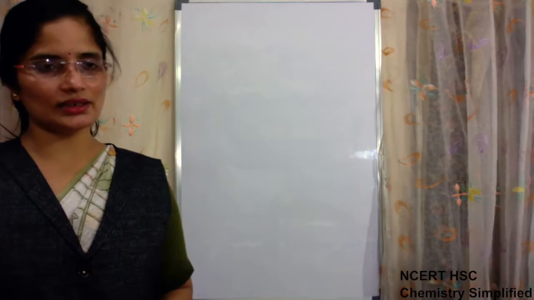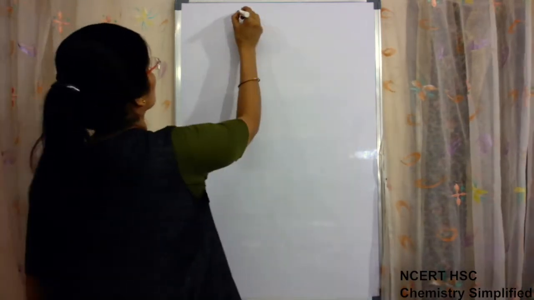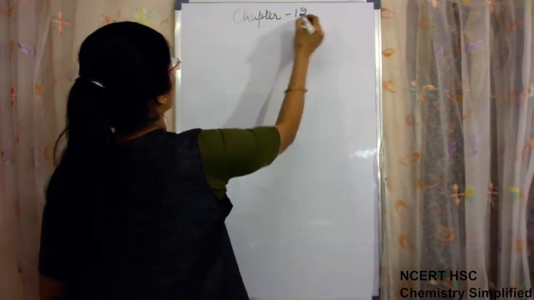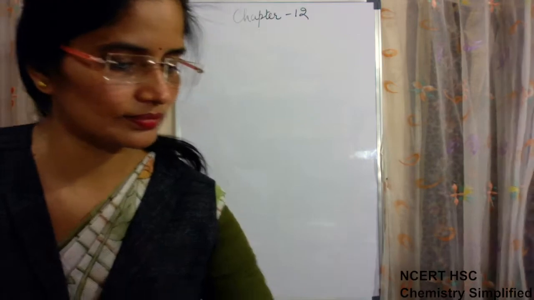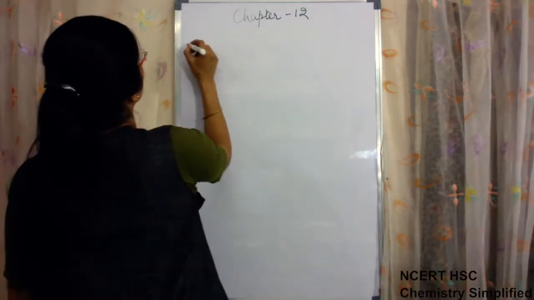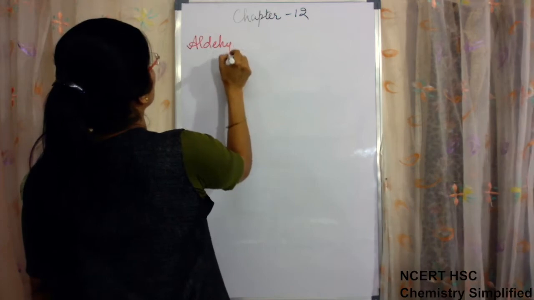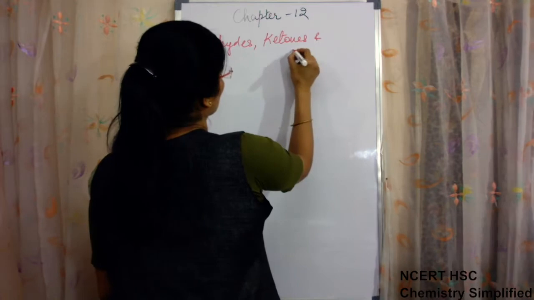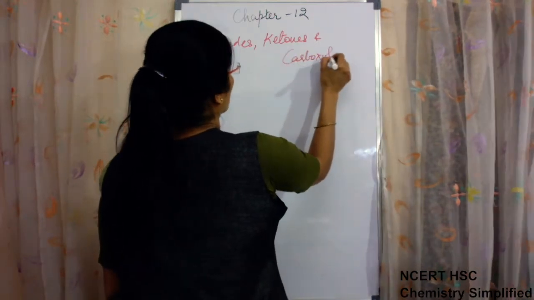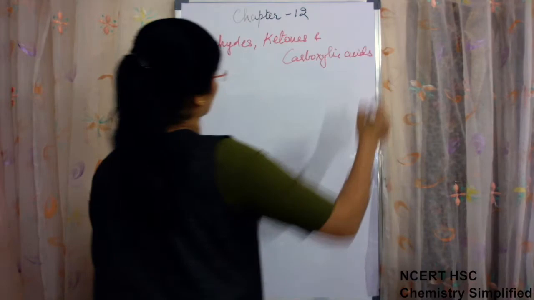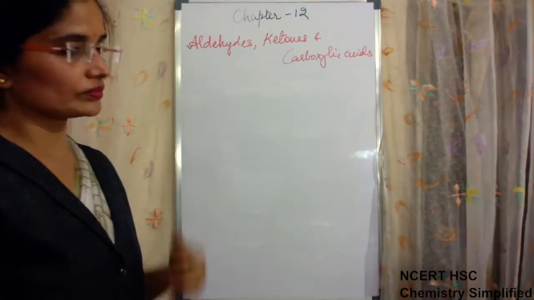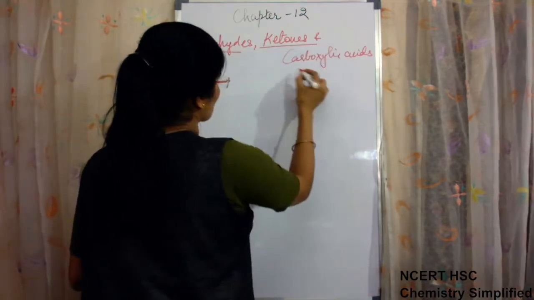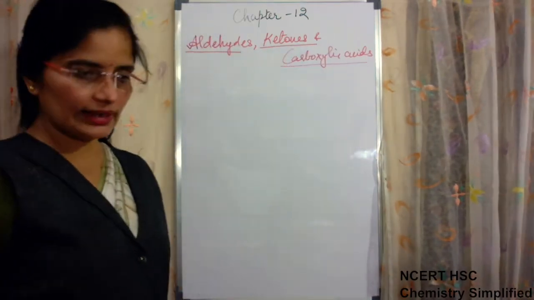So today we are starting the new chapter, chapter 12: Aldehydes, ketones and carboxylic acids. Okay. Now, first we will take aldehydes and ketones. The carboxylic acids part we will do later.